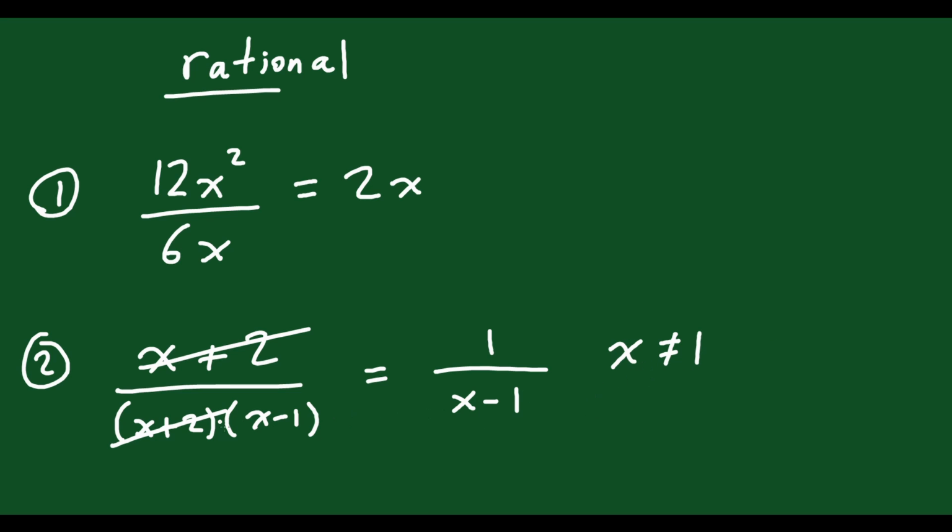You also have the restriction for this bracket that we canceled out earlier, right? Because if that x was equal to negative 2, then you'd have 0, and you can't divide by 0. So you have two restrictions here that you would have to list. Okay, so keep that in mind for these questions.